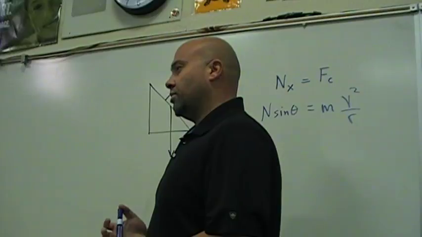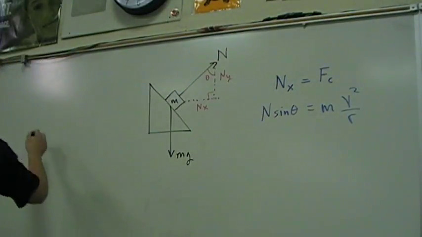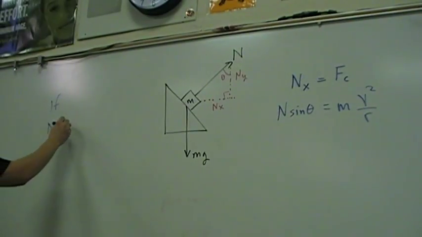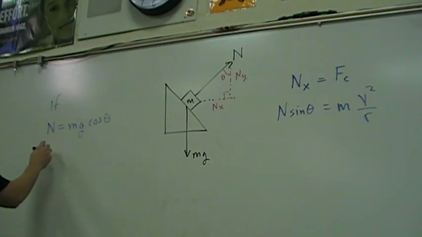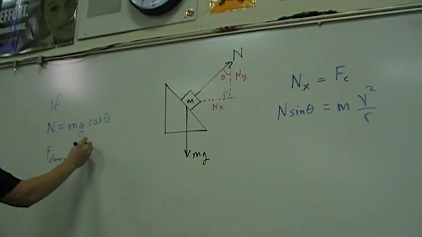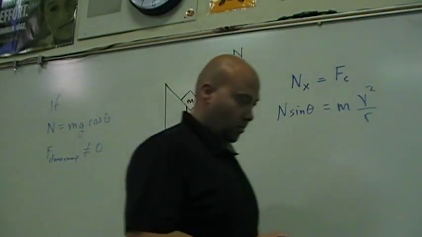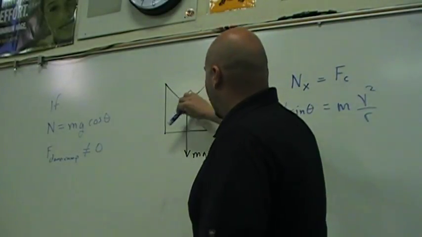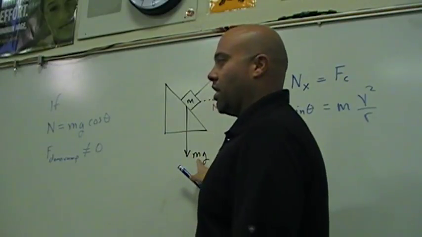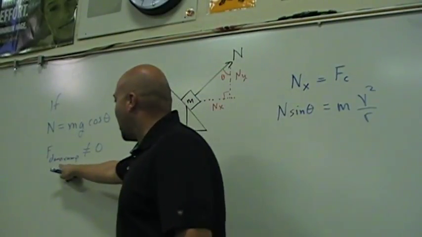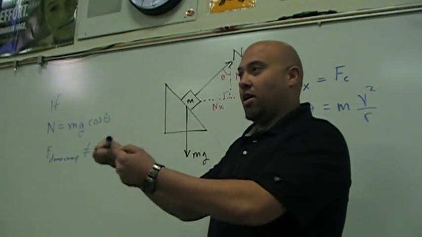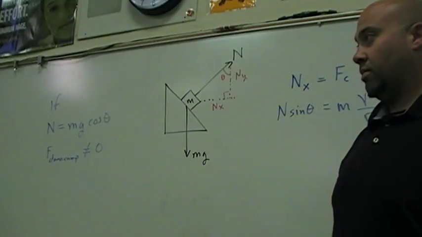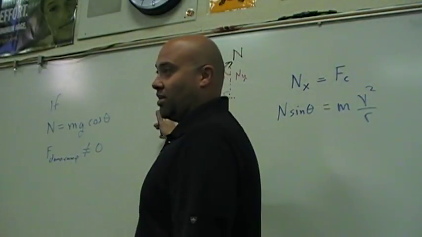Does that make sense? Could you say that again? I didn't get it. So, if n equals mg cosine theta, then f down the ramp does not equal 0. Okay? So if this normal force is exactly equal to this y component of the force due to gravity, then the force down the ramp is not 0, which means we're driving our car and we're sliding down the ramp at the same time. And that's not what we want to have happen in this case.